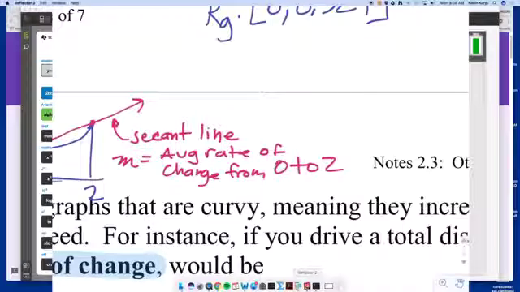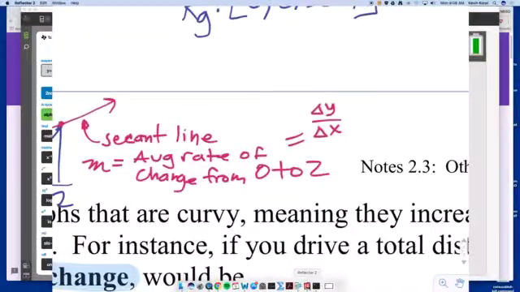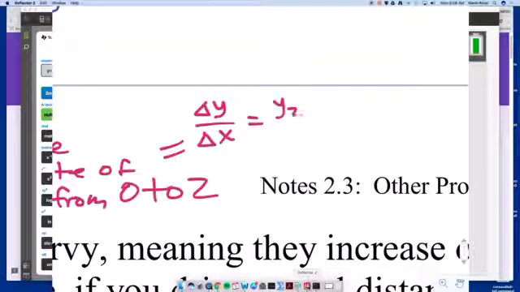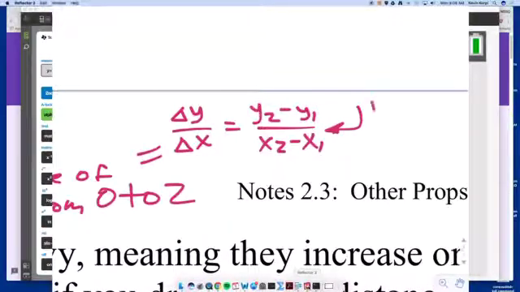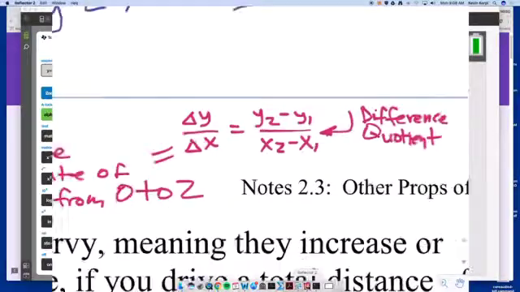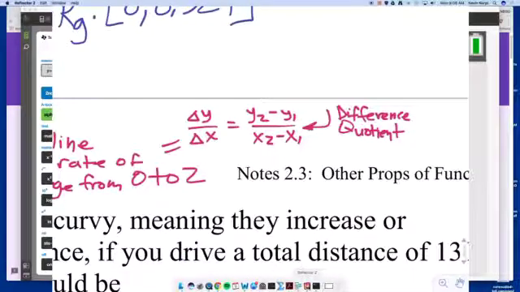Rise over run. So we're going to call this the change in y over the change in x. And for change in, we use the little Greek symbol delta. Okay, it's a triangle. Well, what that really is, it's y sub 2 minus y sub 1 over x sub 2 minus x sub 1. We call that right there the difference quotient. So that's some terminology. The difference quotient is a very appropriate name because we are dividing two things that are being subtracted.